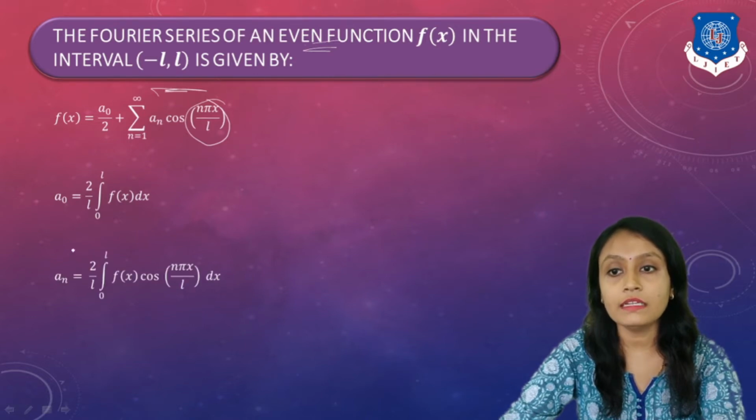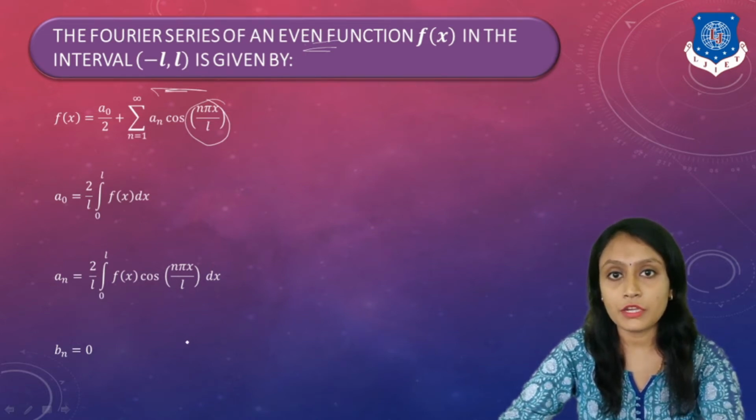Okay, now the value of a0 will be 2 upon L integration 0 to L f of x dx, and the formula for an will be 2 upon L integration 0 to L f(x) cos n pi x upon L dx. Okay, and bn will be equal to 0. So whenever we have even function and the interval is minus L to L, a symmetric interval, right? So in that a0 will be this, an will be this, and the value of bn will be 0.